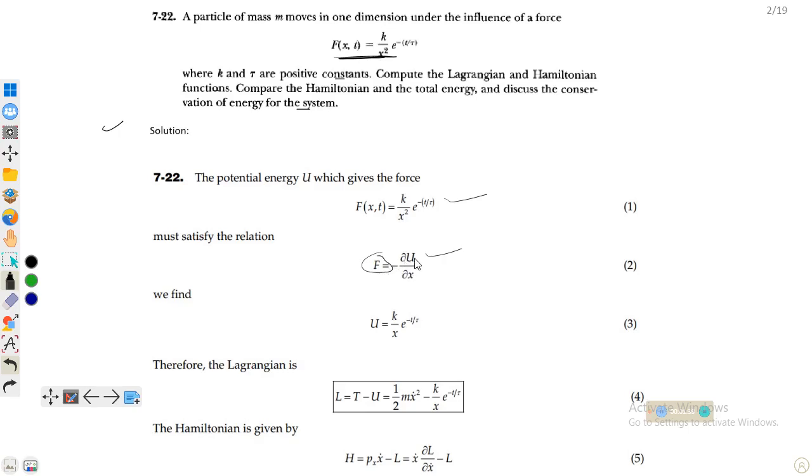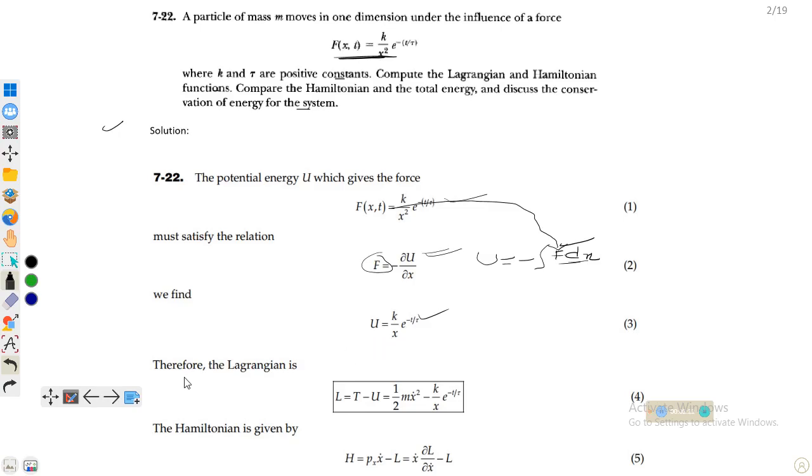If we want to find the potential energy, we just integrate this equation, so u is equal to minus the integral of f dx. Given the force, we put it in this equation and integrate with respect to x. It will give us u is equal to k x exponential minus t over tau.